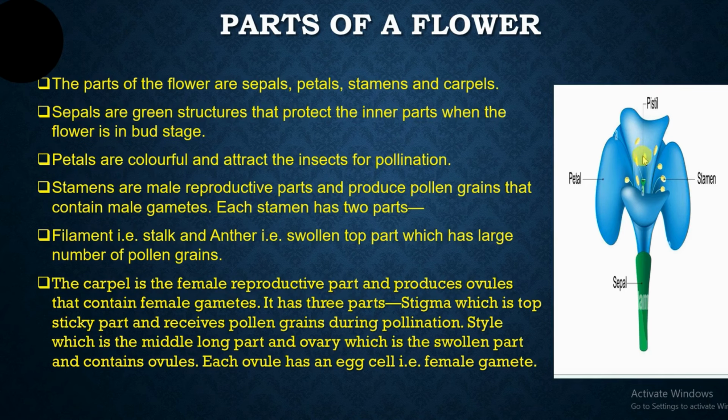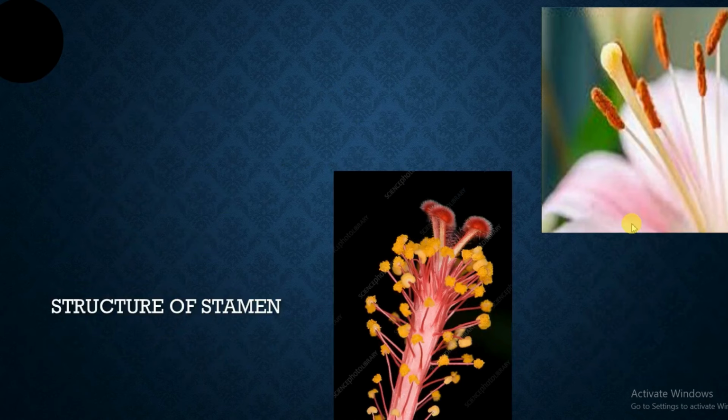Then you have a long, swollen tube. That is your style, and below it is the ovary where the ovules, or the female gametes, are present. Each ovule has one egg cell, that is the female gamete.